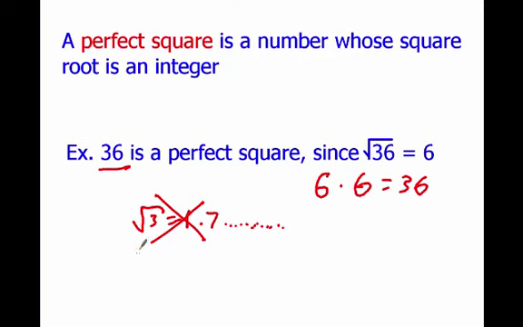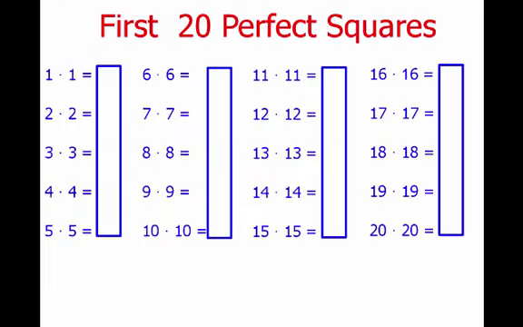36 is a perfect square. Another example would be 4, because that's 2 times 2. Or 81, because that's 9 times 9. And you are going to be responsible for memorizing the first 20 of these perfect squares. So, let's go ahead and talk about what they are.